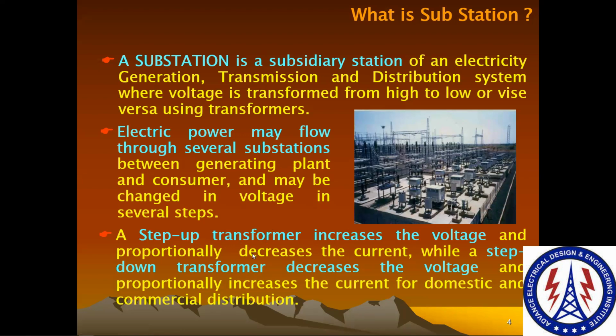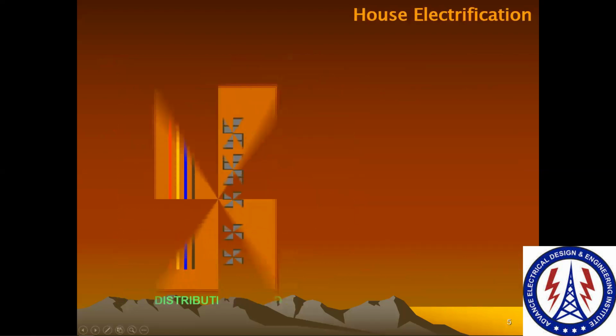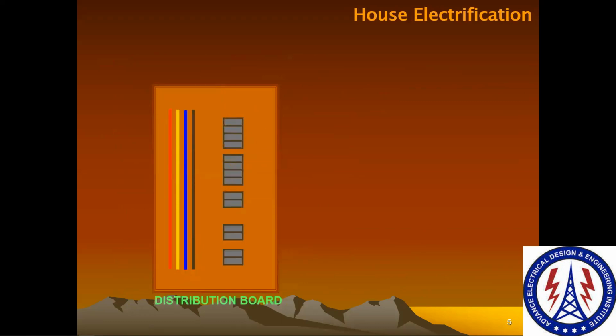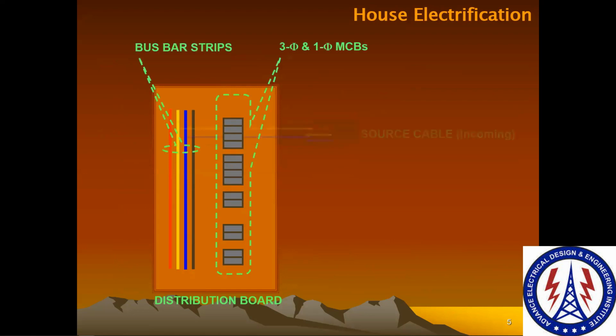If it fails, then your complete substation cannot work without the transformer. Now in this you can see we have a busbar strip R Y B N. This is a simple house electrification example. In our house we have a small distribution board, and we have a three-phase supply coming in.